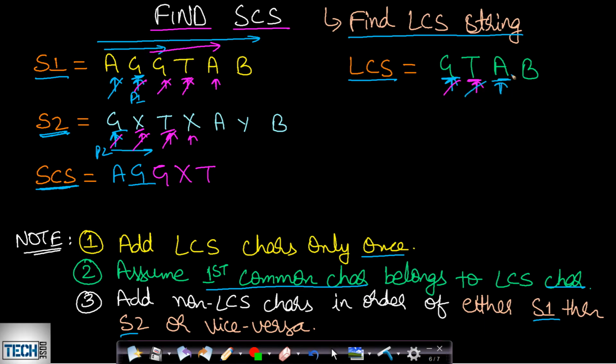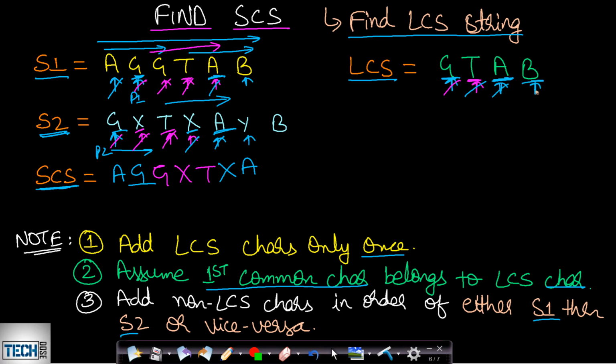Now the current LCS character is A. In S1 we will keep moving to the right until we hit this character A, but this is character A, so we will not do anything. Now we will do the same for S2. We will keep moving to the right and include all the characters in SCS until we hit this character A. So this is X, so X will get included. We will move to the next character, which is A. So this A and this A are common. Therefore this is a part of the LCS. We will include it only once, and we will increment both the pointers, and we will also increment this one.